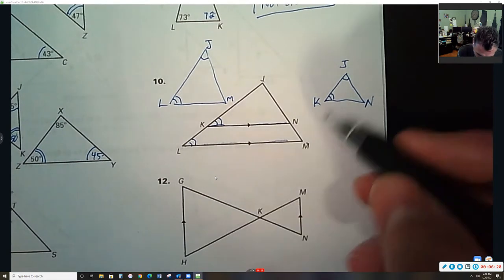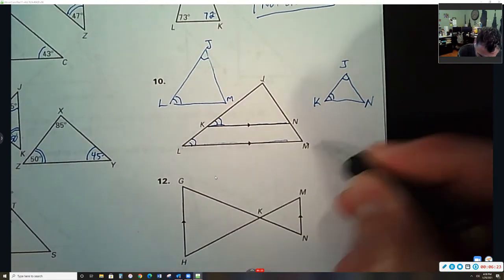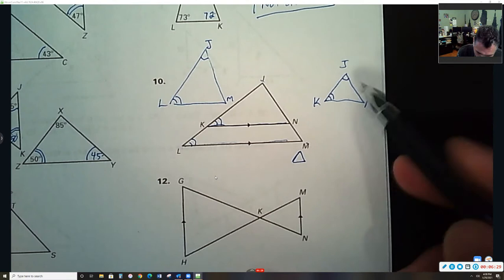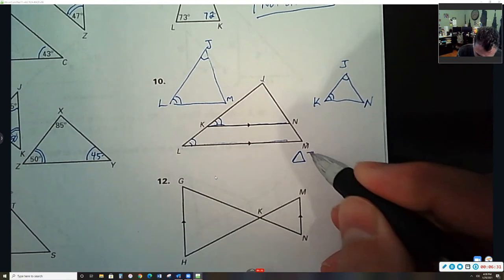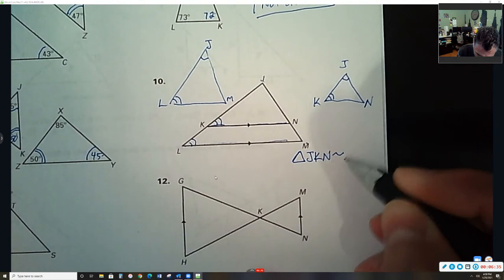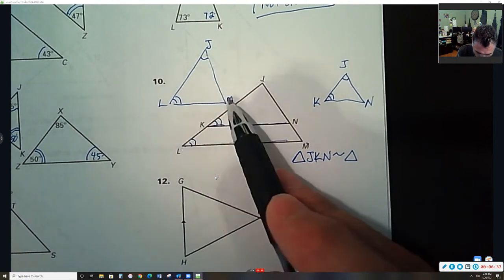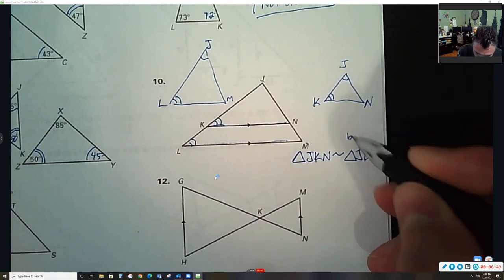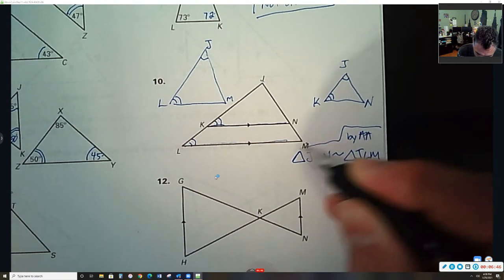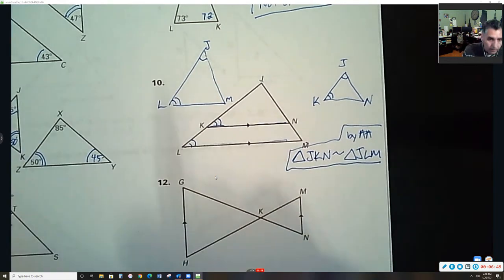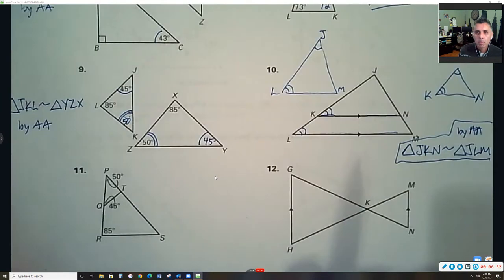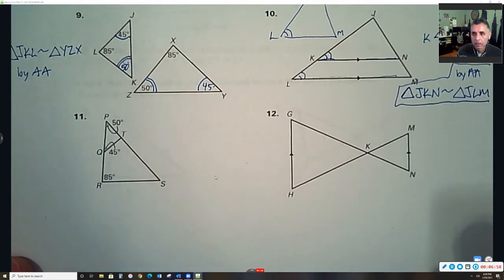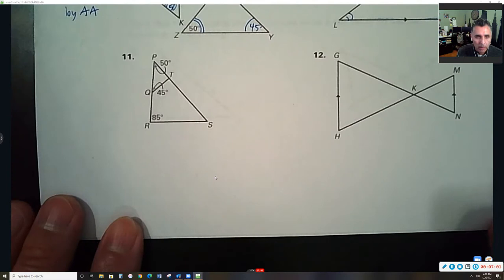Now I don't know which one's smallest to biggest, so watch. Let me just, I'm gonna write this one first. Triangle, and then I'm just gonna go 1 mark, 2 mark, no mark. J, K, N is similar to triangle 1 mark, 2 marks, no marks. J, L, N, and that's by AA. Right. Okay, so let me pause that if you need to. I'm gonna move it. So let's move to this one.